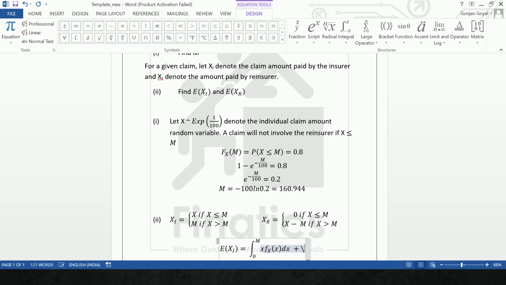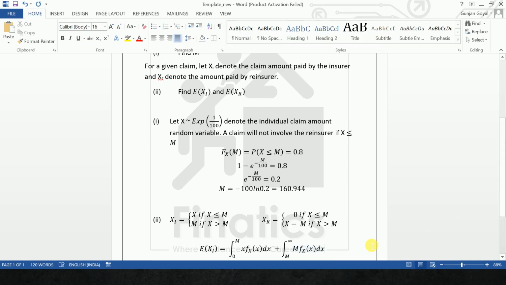Plus we need again a backslash int, from M to the power infinity. For infinity, you can just insert it from the symbols, since backslash inf does not work. Then the next part is M f subscript X of x dx. So this is my expectation of XI, and if you want it to be in line, just put a space and it will come in line.